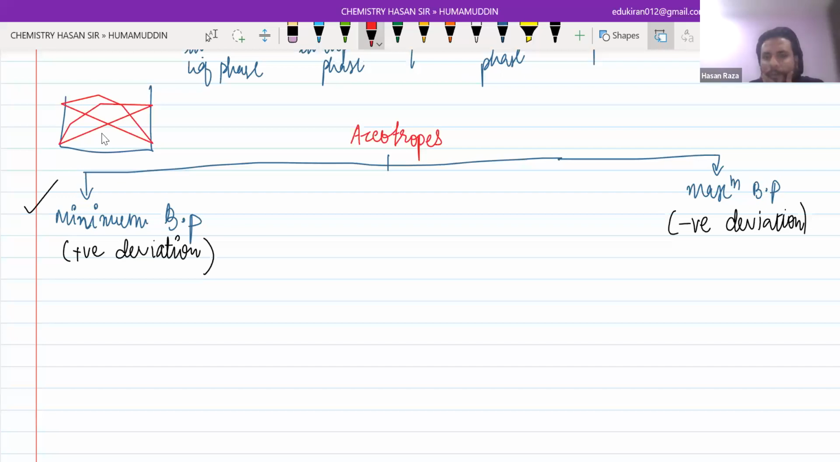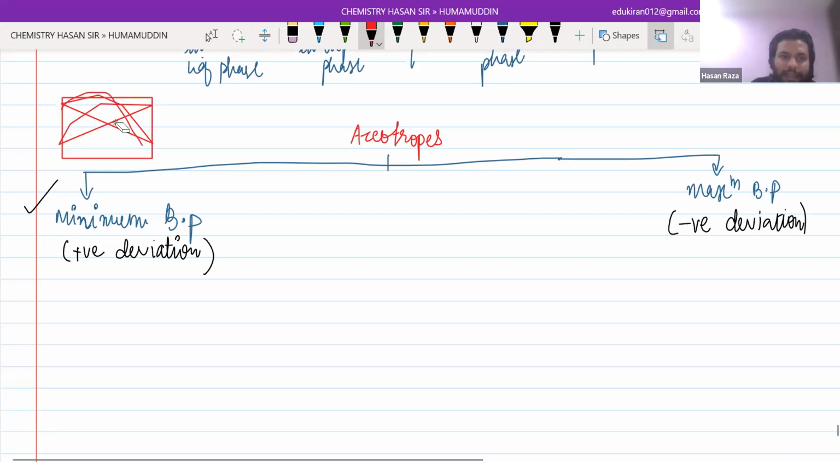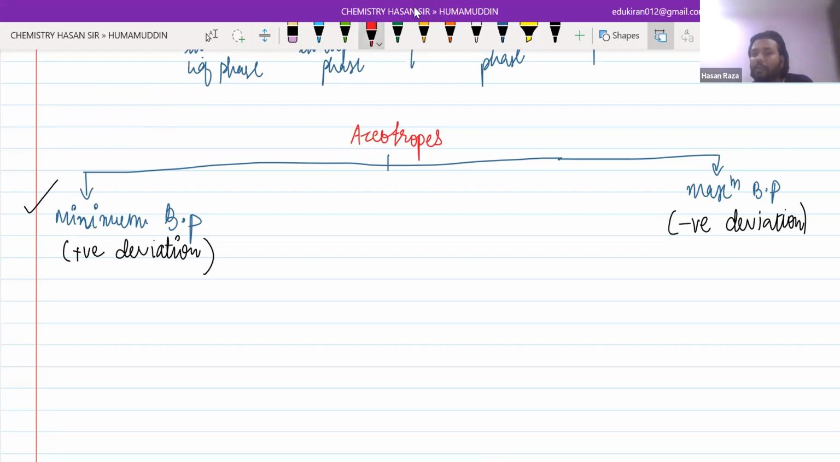Are you getting my point, both of you? Yes, sir. This represents basically when you are going to mix it and you are getting a positive deviation. So you can see the vapor pressure is increasing, and that represents basically its boiling point decreases. Why? As you know, vapor pressure increases, that means force of attraction decreases, and hence the boiling point will be decreasing.